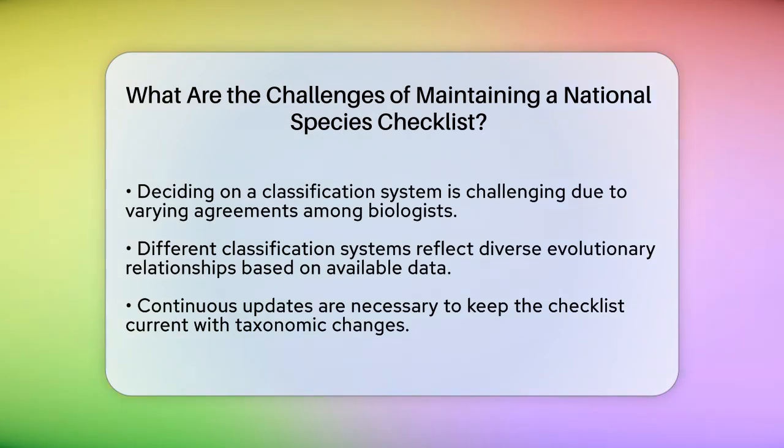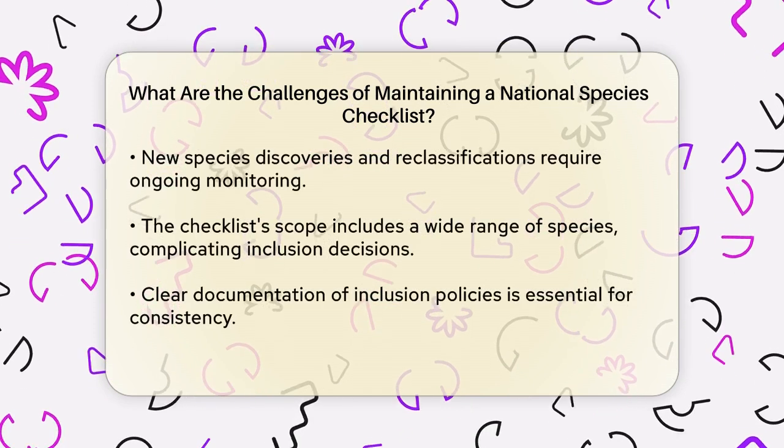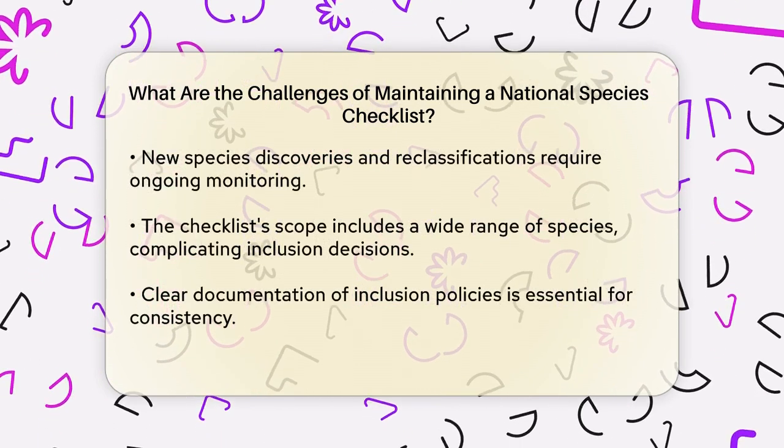Another challenge is keeping the checklist up to date. Taxonomic changes are constant due to new research and discoveries. For instance, species can be reclassified, new species can be discovered, and some species might even go extinct. Reflecting these changes in the checklist requires continuous monitoring and updates.